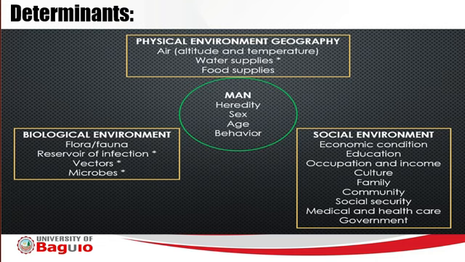And we also have the social environment. In the social environment, we have economic condition, education, occupation and income, the culture, the family, the community, social security, medical and health care, and then the government will also have an impact or be considered a determinant for health problems.